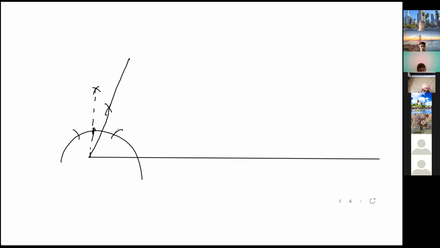So it is 75 now. Is it clear? Got it? This is 60. This is 90. And the half of 30 is 15. So it is 75. Okay. So this way you have to draw a 75 degree angle.